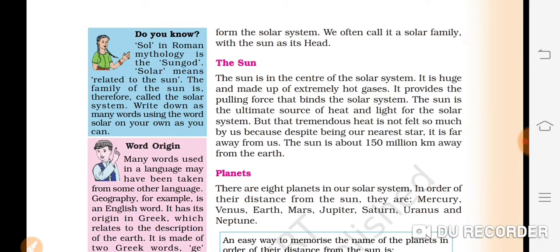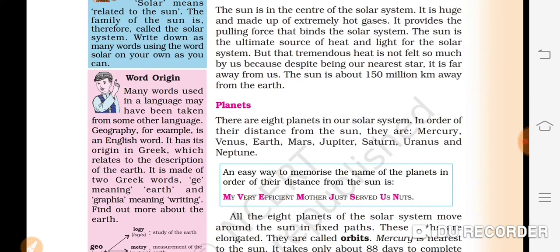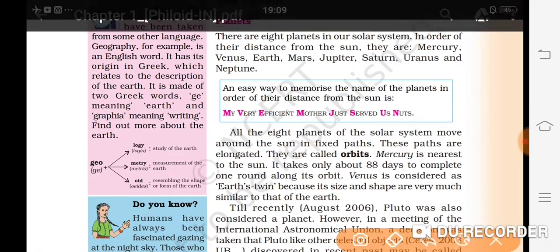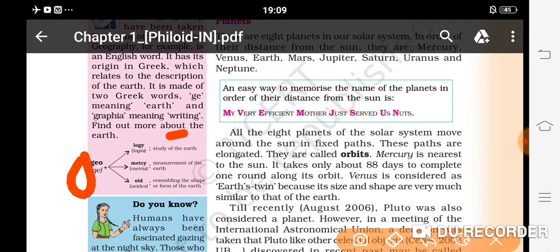Write down as many words. Word origin. Many words used in the language have been taken from the Greek. Suppose geography, for example. That is a Greek word. Geo means earth, and graphia means writing. Find out the origin of this word.